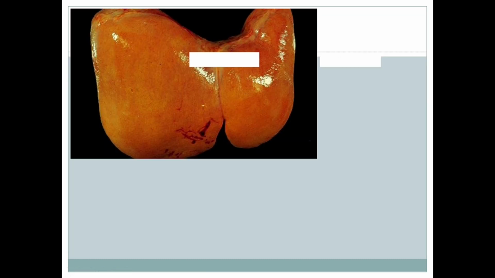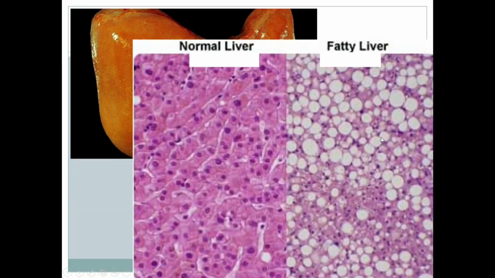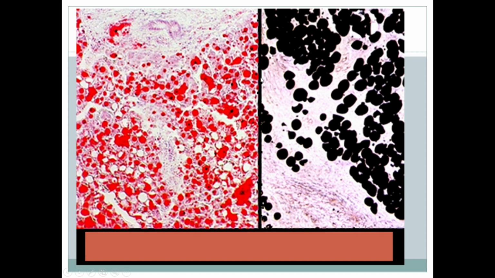As you know, it's there in your skills atlas, this is a liver which is very enlarged, appears yellowish, and very greasy and shiny. This is the typical picture. This is the normal hepatocytes. These are the fat-filled hepatocytes, which is the steatosis. And these are stains for fat. This is a red colored stain, oil red O, and this is a black colored stain, Sudan black 4. So these are stained for fat.